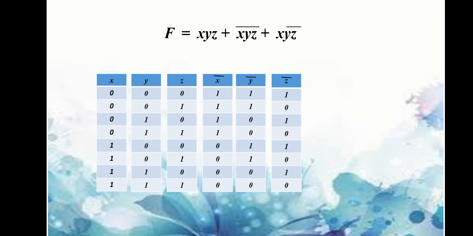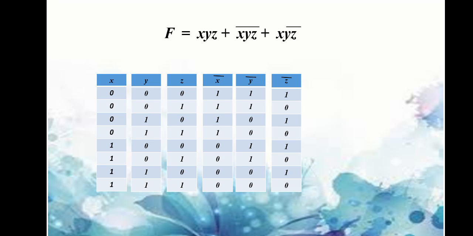In the expression, the first expression is xyz. It means we are taking the AND of xyz. Second expression is x NOT y NOT z NOT. It means we will take AND of x NOT, y NOT, z NOT. And third expression is x, y NOT, z NOT. It means we will take AND of x, y NOT, z NOT. First of all, we will apply AND gate on these three expressions, and then in the end, because there is a sign of plus, we will apply OR on these three inputs.